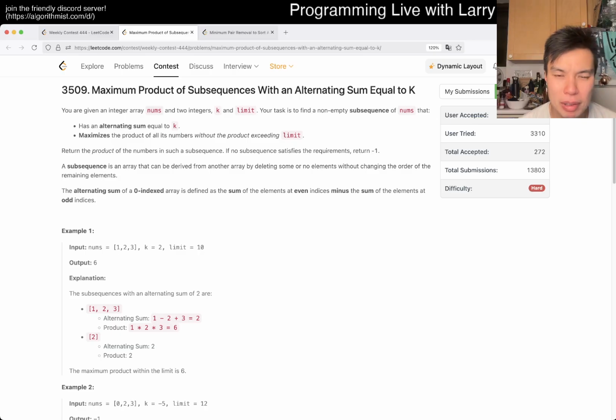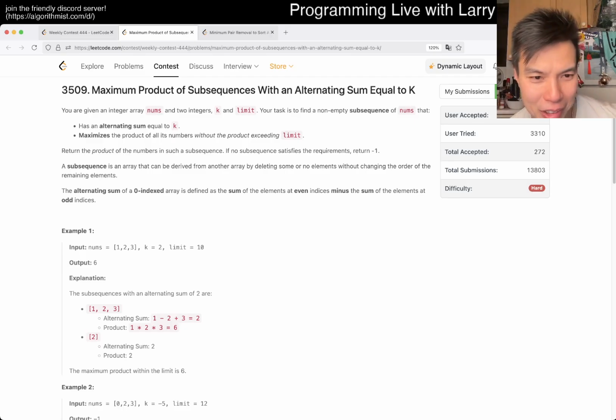Okay, maximum product of subsequences. I should be able to do both, right? So it should be fine. Maybe, I don't know. We'll see. Maybe I change my mind and I'm wrong.